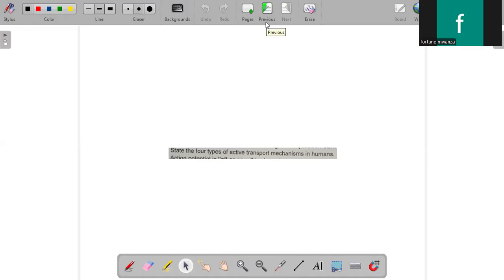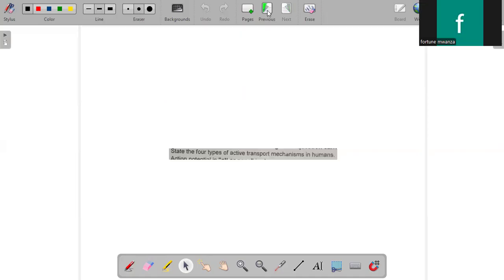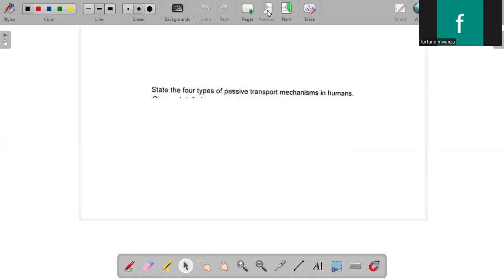As you know, there are two types of transport across the membrane, which are passive transport and active transport. So let's start discussing passive transport by answering this question: state the four types of passive transport across the cell membrane. There are four types of passive transport across the cell membrane. Let me just state them.